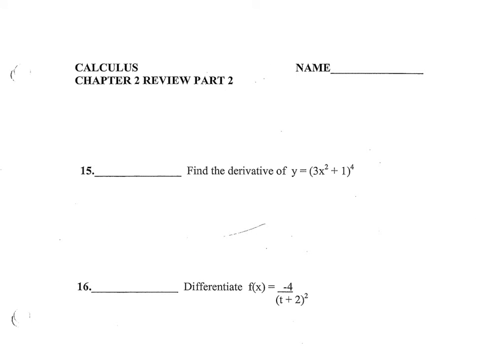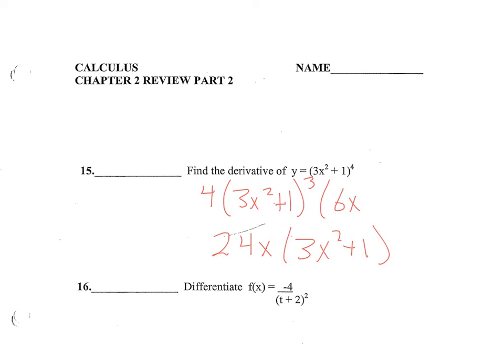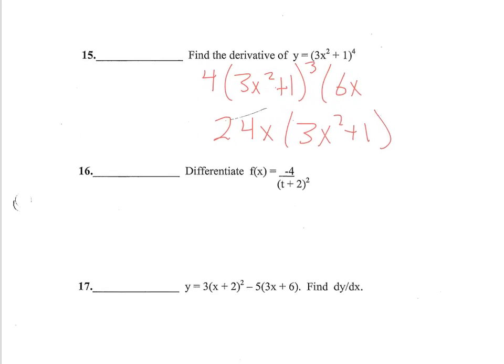Alright, now we jump to the second part of this. So these will involve some more chain rule stuff. So chain rule on this one should be 4, and then leave the inside, 3x squared plus 1 to the third, times 6x. So multiply that in front, or 24x times 3x squared plus 1 to the third. Alright, let's move it on down.